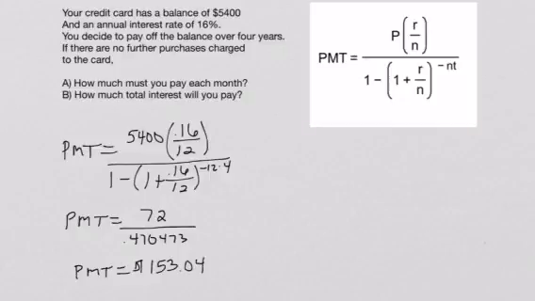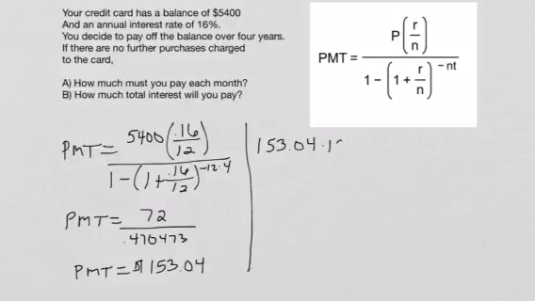Alright, so that's how much my monthly payments would be. So that's part A. Now part B says, alright, well, if that's the monthly payments, then after you pay off this credit card balance, how much would you have paid in interest? Okay, so let's take a look at that now. Alright, so let's think about it. So each month we pay $153.04. So we're going to pay that amount each month.